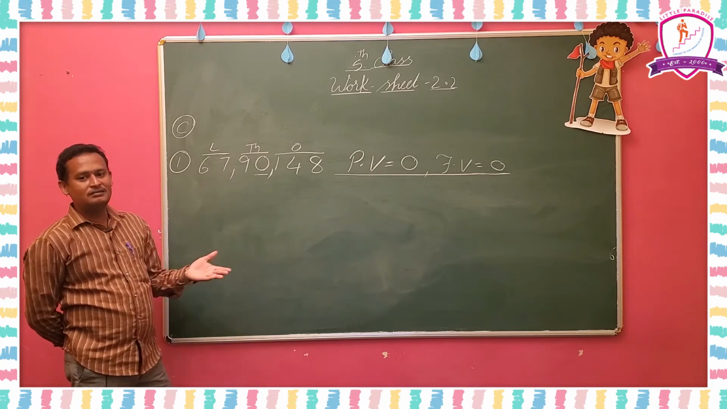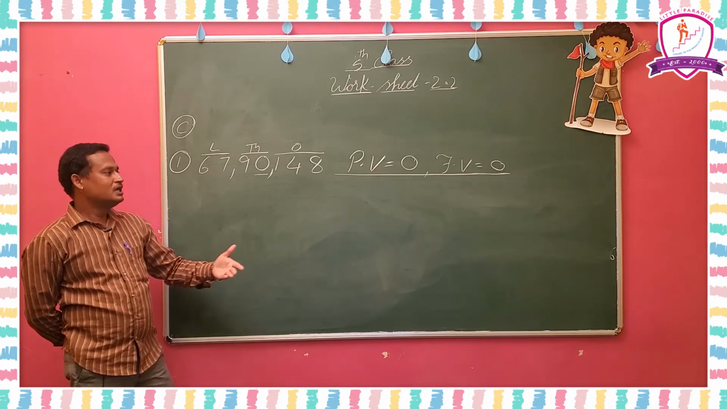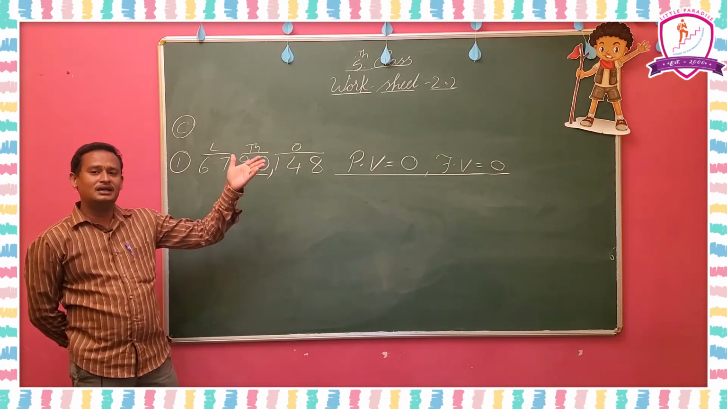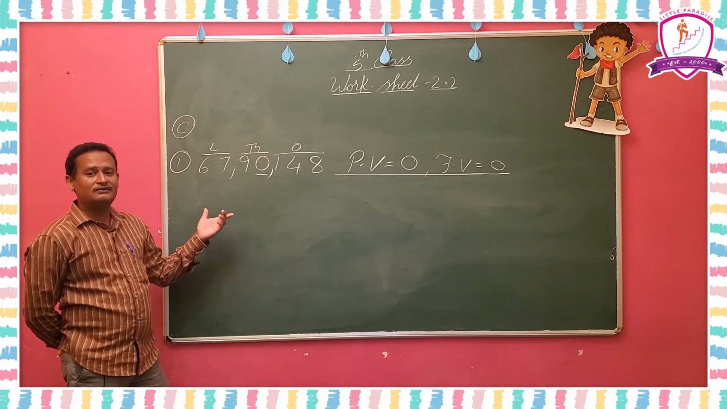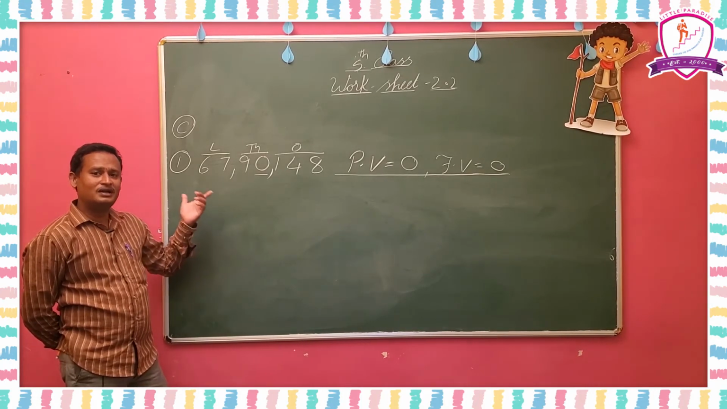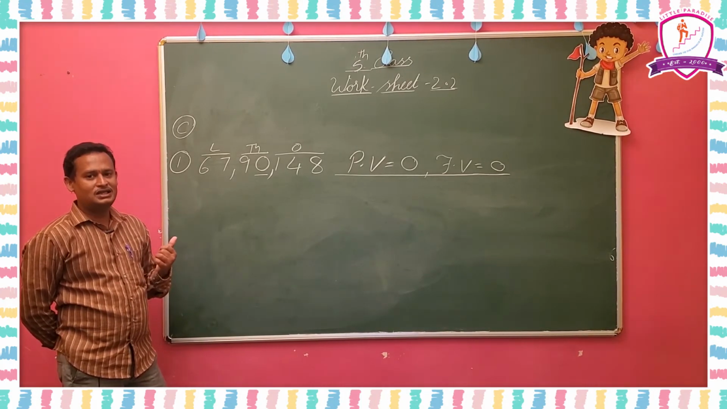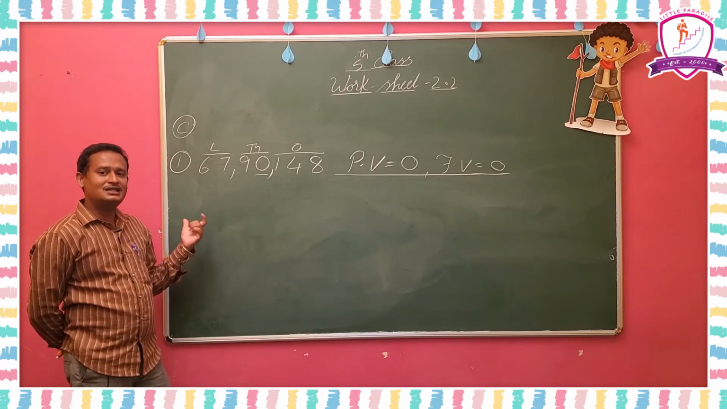If it is other numbers, when you find the place value and face value of the other number, the face value of that number will be the number itself only. The place value of the number depends upon the place of that number. Understood? Now I am going to explain the second one. You can understand this easily.